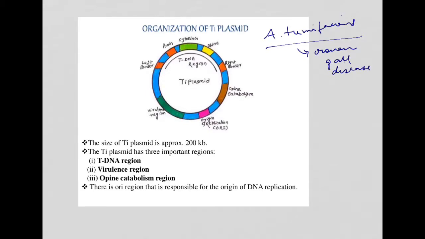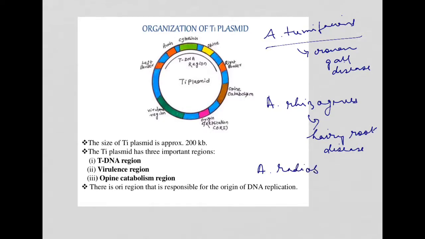Then comes your Agrobacterium rhizogenes, that causes your hairy root disease. It has the Ri plasmid. And your Agrobacterium radiobacter. This seems to be avirulent, doesn't cause any disease.